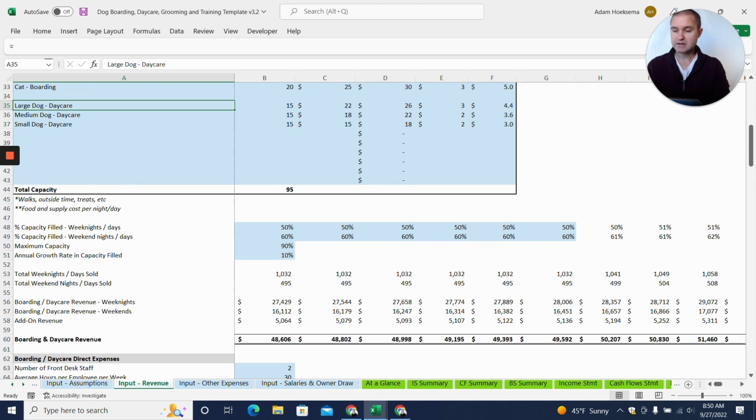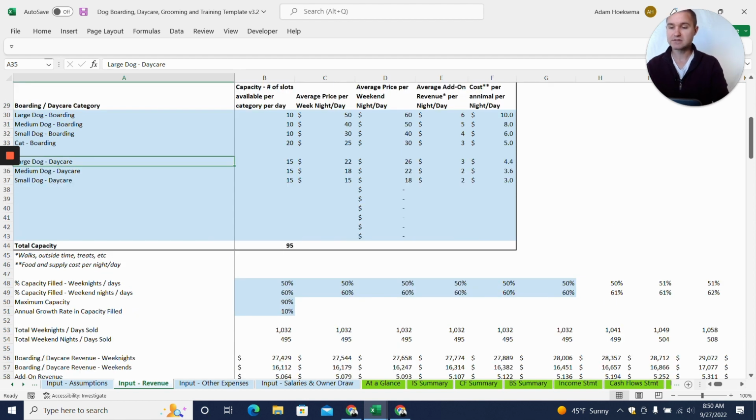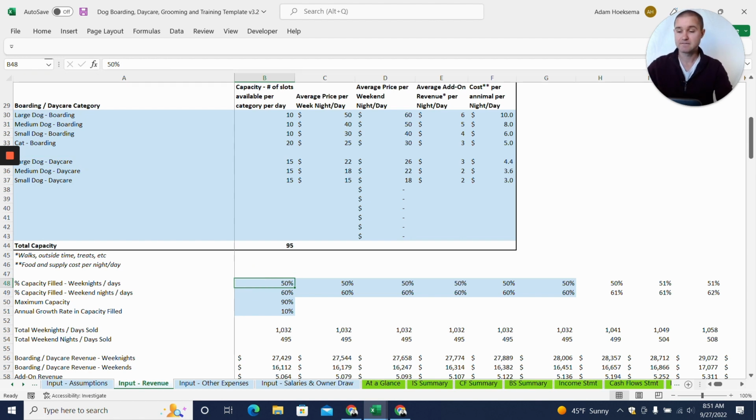From there, you're going to want to enter what percentage of your weeknight and weekend capacity is filled. Again, remember, this is your capacity, the number of rooms you have available. So here we're saying 50% of our capacity is going to be filled on weeknights and days for daycare, and then 60% capacity for weekend nights and days. And we have the ability here to say we're never going to get over 90% capacity, because it's going to be difficult to be perfect at 100% capacity for a whole month.